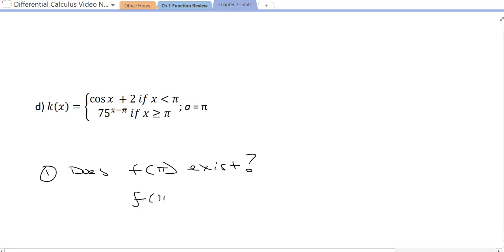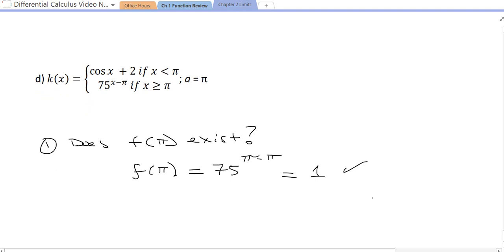F of pi is equal to, which function are you allowed to plug pi in? I'm not going to plug it into both, right? Because if I'm allowed to plug it into both, I don't have a function. Remember, functions have to pass the vertical line test, meaning every input gives you one output. So I should only be able to plug in pi in one of these. And I go to the one that has the equals. So greater than or equal to, right? That includes pi. So it's the bottom function. So f of pi is 75 to the pi minus pi, which is 75 to the 0 power, which is 1. So does it exist? Yes. So pi is in the domain.